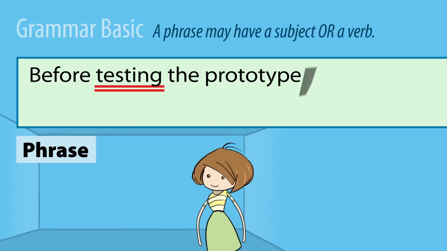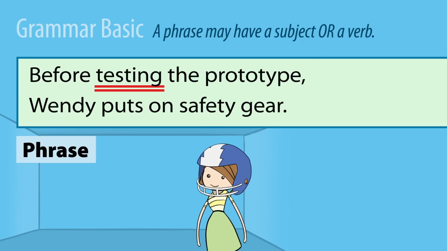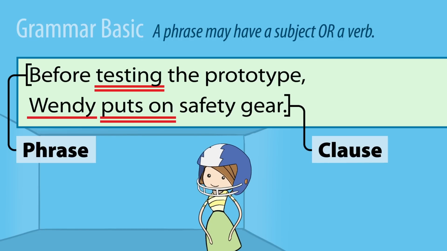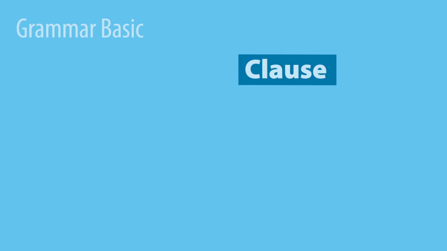Phrases and clauses often live in the same sentence. Before testing the prototype, Wendy puts on safety gear. The first word group has no subject, just a verb. So it's a phrase. The second one has both a subject and a verb. It's a clause. Once we find a clause, we need to ask another question that affects punctuation.